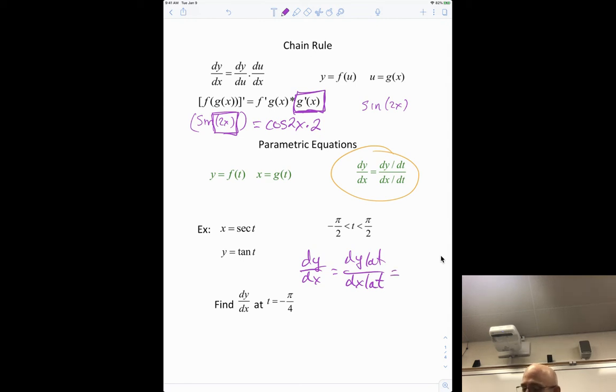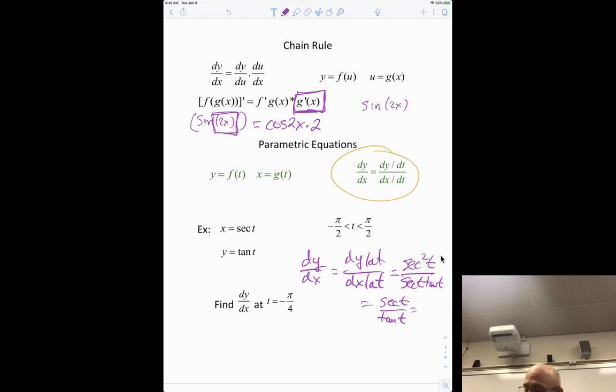So dy/dt is the derivative of y. The derivative of y is tangent, so the derivative of that is secant squared t. And then dx/dt, the derivative of secant is secant t tangent t. I do a little simplifying, cross out that secant, and I get secant t over tangent t. I could probably even simplify that if I wanted to. I could leave it like that too. It doesn't really matter. It is the derivative.